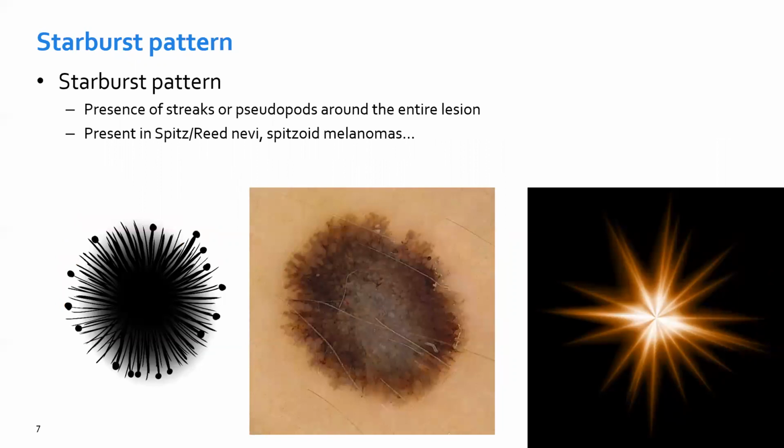The starburst pattern presents with streaks or pseudopods, which are actually globules at the end of a bulbous projection, and they are present around the lesion. They are typical of Spitz or Reed nevi, but also of spitzoid melanomas. Tiered globular lesions and the starburst pattern will be discussed in additional webcasts.